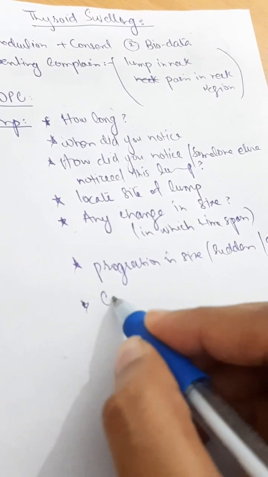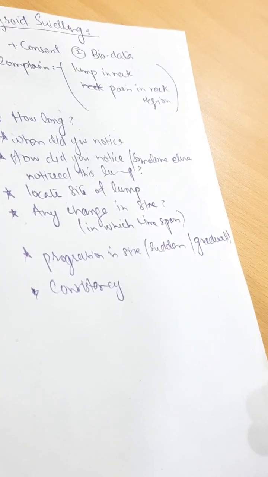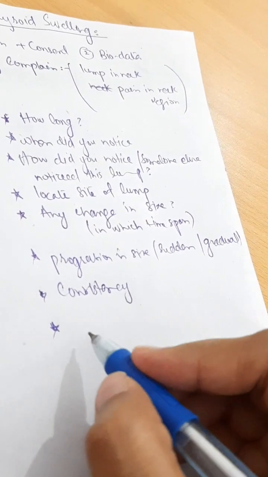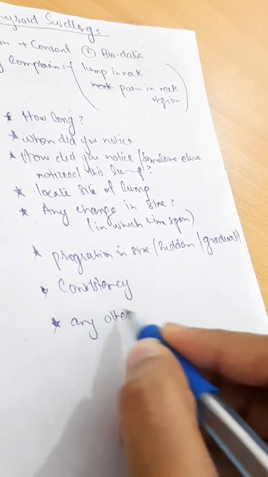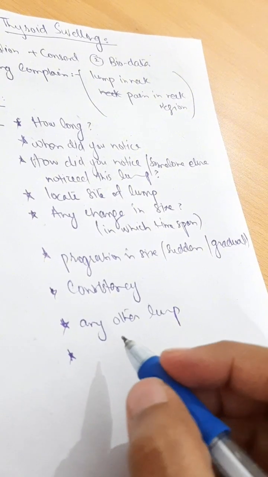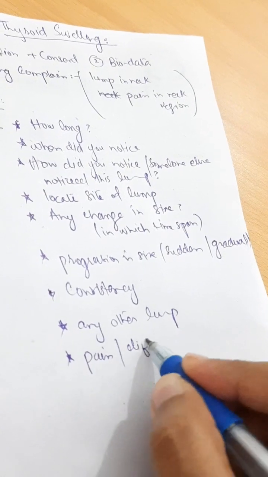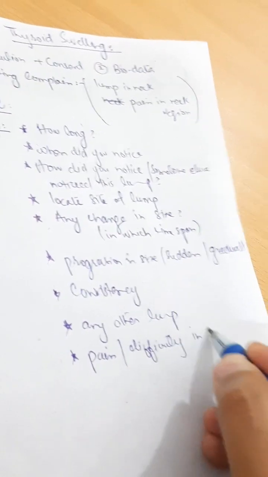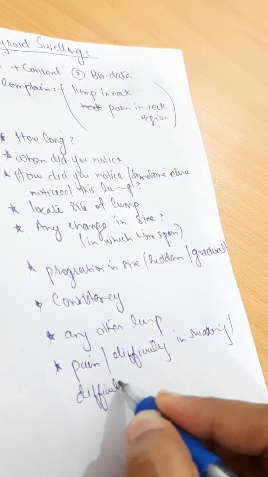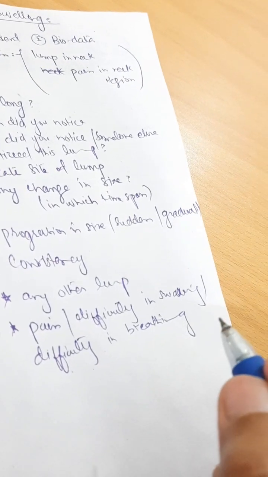Okay. Then ask about the consistency of the lump. Is it soft, firm, or hard? And any other lumps in the body, like the lymph nodes. And what does it cause? Like either it's causing pain, difficulty in swallowing, or difficulty in breathing. So it's very important.